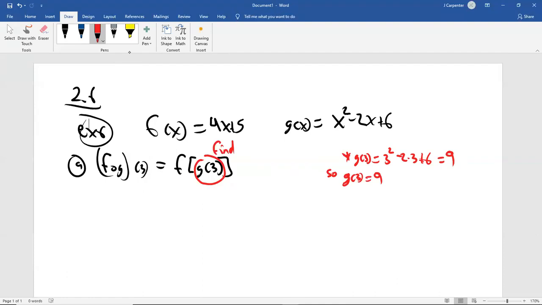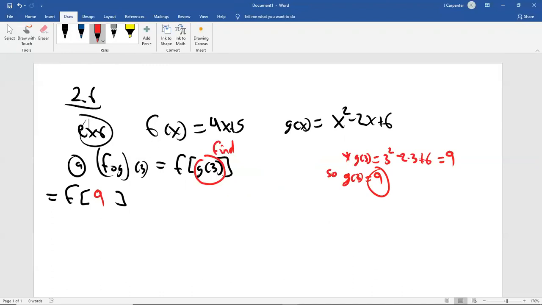g of 3 is equal to 9. So this g of 3, we're going to replace with 9. It's not going to be g of 9. We just replace the g of 3 with 9 because that's what g of 3 is. So this is equal to f of, and again, you can swap that to parentheses if you prefer, 9.